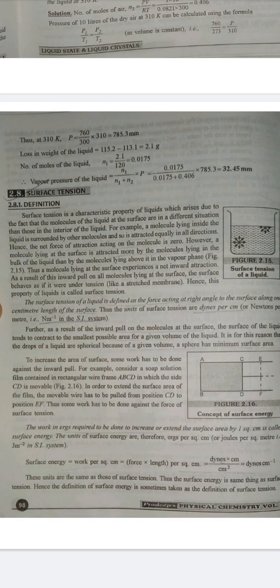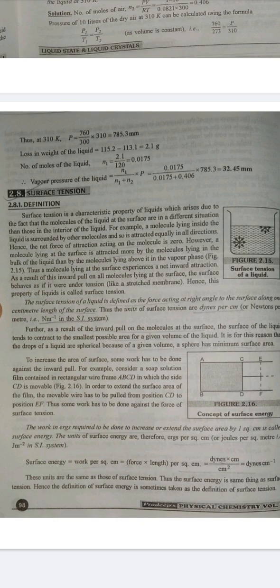The surface tension of a liquid is defined as the force acting at right angles to the surface along 1 centimeter length of the surface. Thus, the units of surface tension are dynes per centimeter, or newtons per meter in the SI system. Further, as a result of the inward pull, the molecules at the surface of the liquid tend to contract to the smallest possible area for a given volume of liquid. It is for this reason that drops of a liquid are spherical, because for a given volume a sphere has minimum surface area.